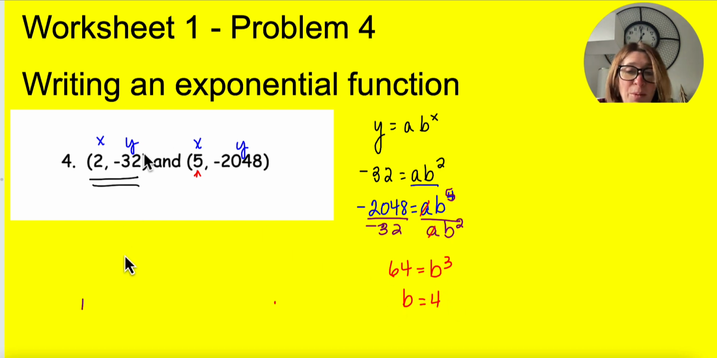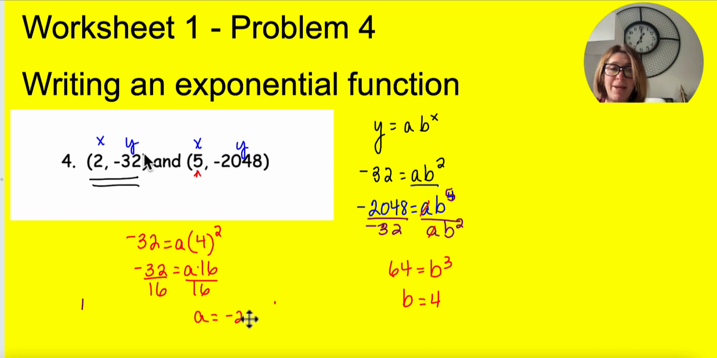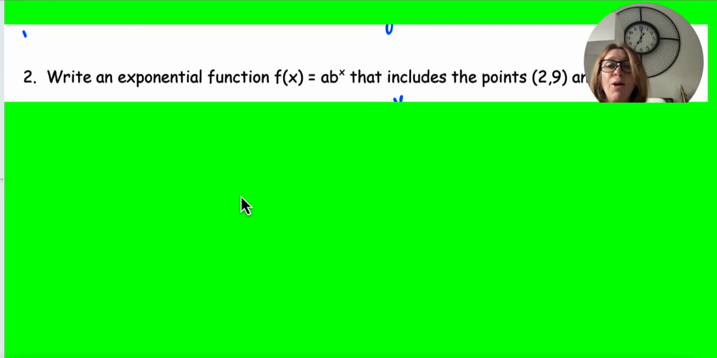And so I would plug a point in. So I would do negative 32 equals a times 4 to the 2 power. So negative 32 equals a times 16. And so a would be negative 2. So it's going to give me that exact same answer. Does that make sense? This was very similar to a question on your review packet for your quiz tomorrow, except I gave you some fractions and it was a little bit harder. But we've got both methods that we could think about here.